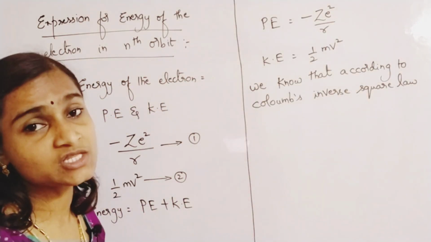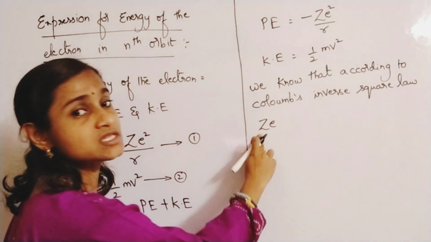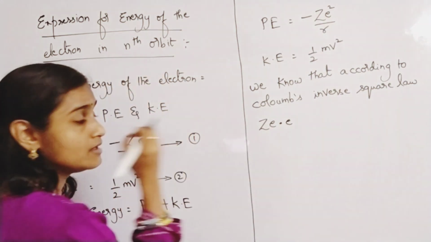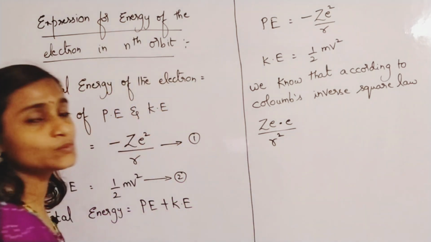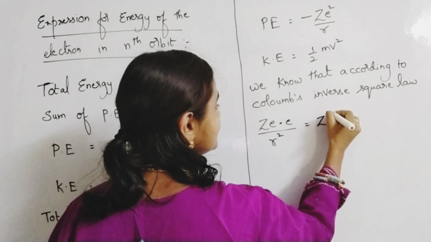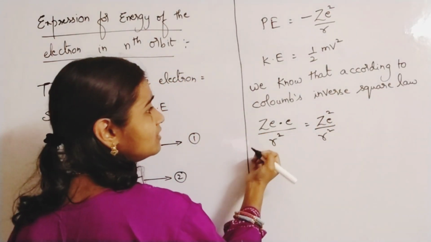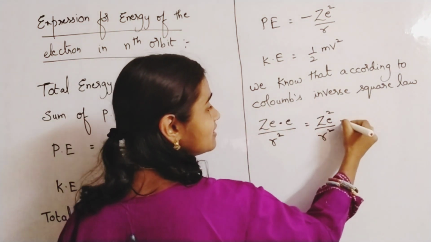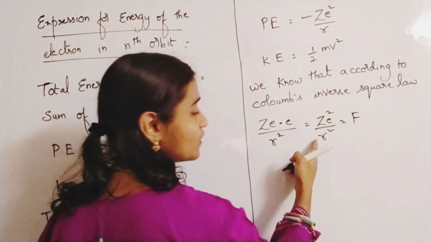Now according to Coulomb's inverse square law, the force of attraction between two charged bodies. Here, what are the two charged bodies? One is the nucleus with charge Ze and another is the electron with charge e. The force is directly proportional to the product of their charges and inversely proportional to the square of the distance between them. That is equal to what? Ze square by r square is the force. So we have learnt that the force of attraction between two charged bodies is given by this formula.